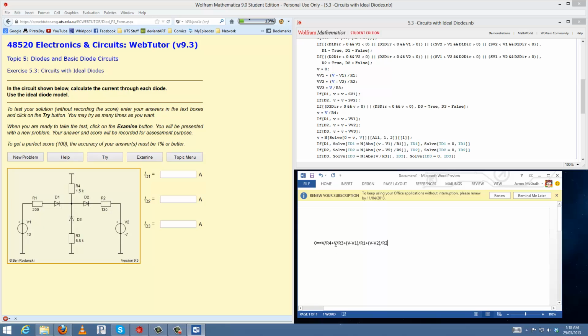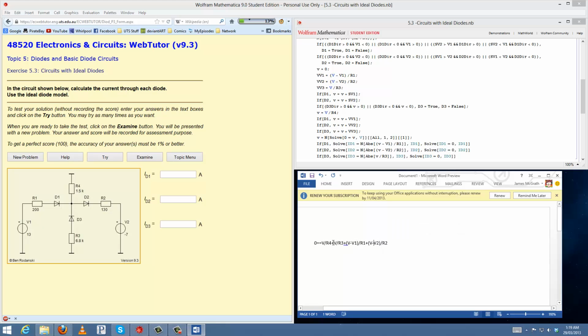Basically, you mix and match with these depending on which of the diodes is on. If you have D1 on and only D1 on, then you obviously won't use the one for D2, and this won't be in it. If you have D1 on and D2 on only, this won't be in it. If you have D2 on only, both the D1 current and also the D3 current won't be in it. If they're all on, then you'll have this entire equation.